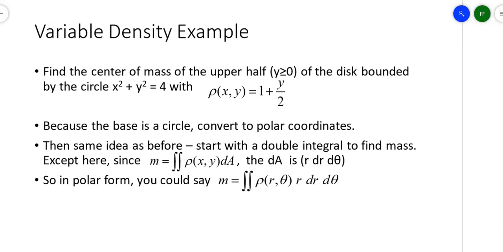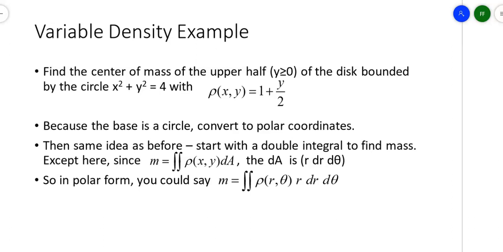So we're going to find the center of mass of the upper half of the disk that's bounded by a circle with a radius of 2 and a density of 1 plus y over 2. Now, because the circle is a base, it might be easier to convert this into polar coordinates rather than having to deal with a base that's got an equation of x squared plus y squared equals 4.